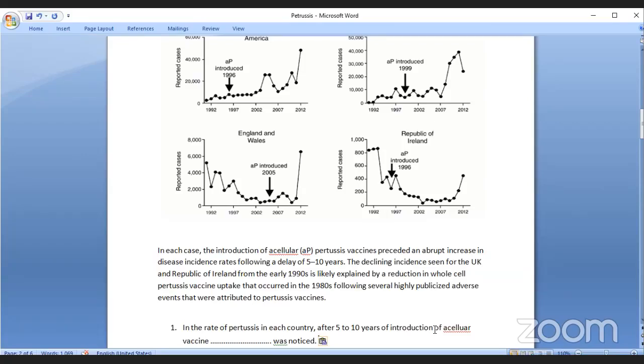So what I'm doing is changing the order of the sentence to make it a little bit difficult for students. A simple thing: after 5 to 10 years of introduction of acellular vaccine, there was an abrupt increase in the rate of disease incidence. I'm just changing the order of the sentence and many of you get tricked by this. So please be careful. The things are not straightforward and not too easy.